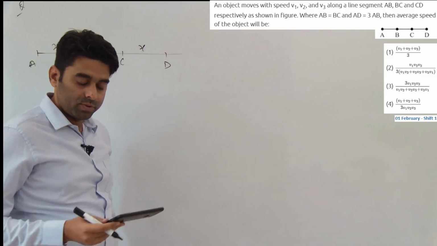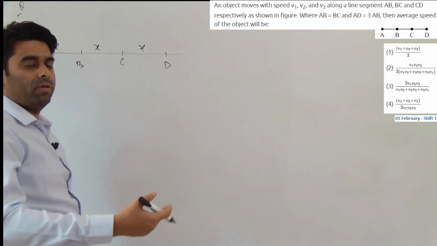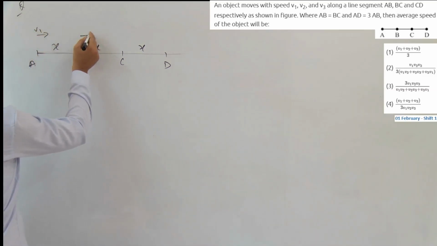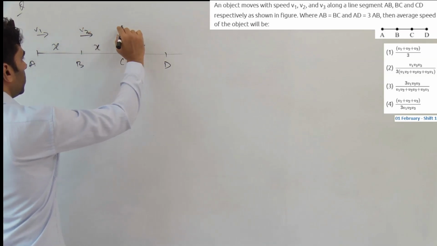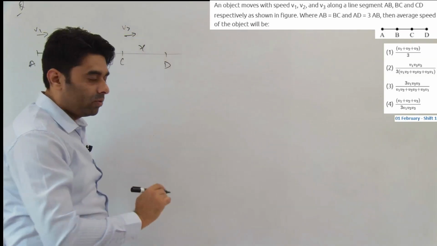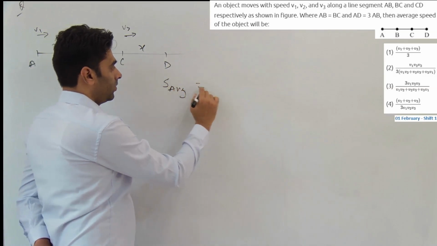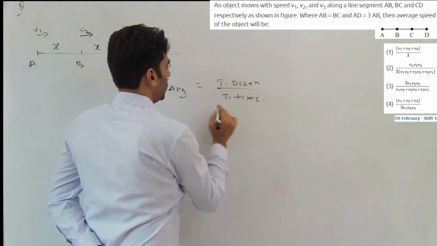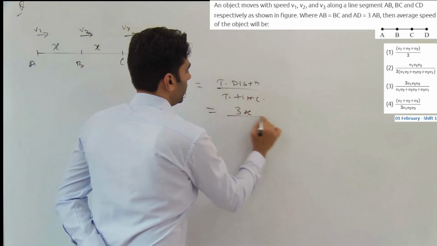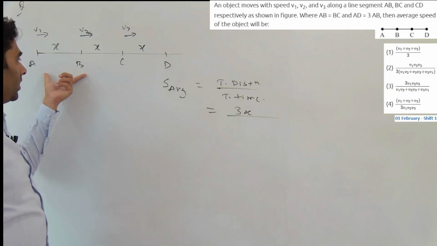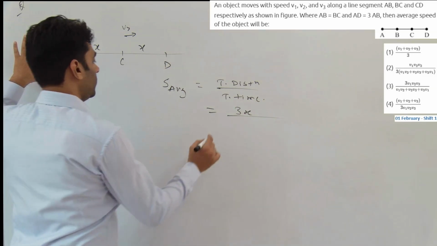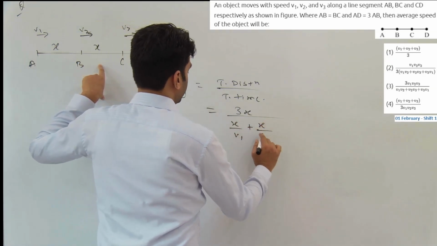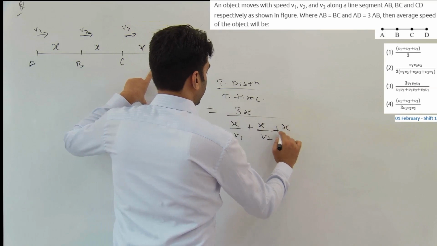Then the average speed of the object will be, fine. Same question, we have already done 2-3 questions like this. So a similar average speed question. In AB speed is v1, in BC part speed is v2, in CD part speed is v3, right? Average speed, what do we write beta? Average speed is total distance by total time. Total distance is 3x. For the AB part, time will be distance by speed, that is x by v1. For the BC part, time will be x by v2. For the CD part, x by v3.